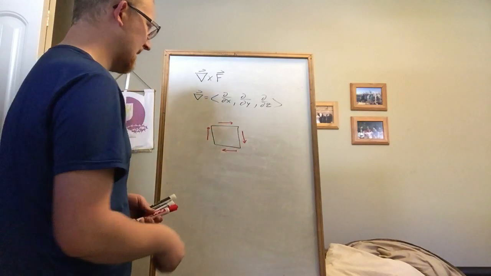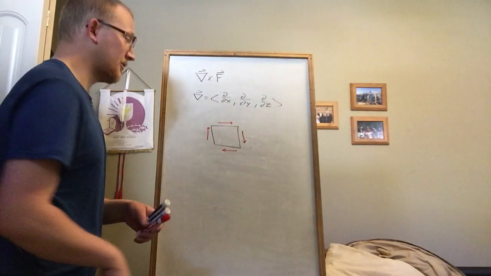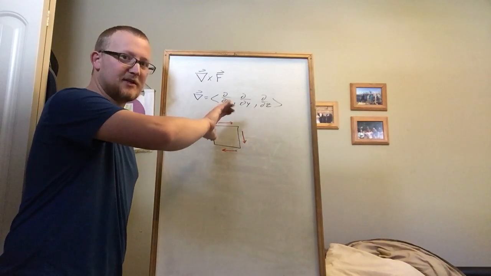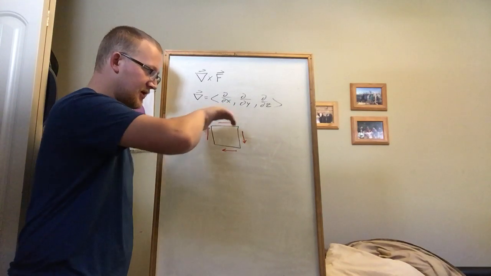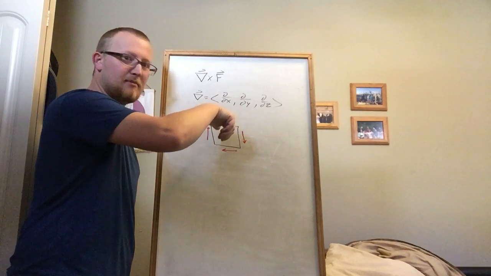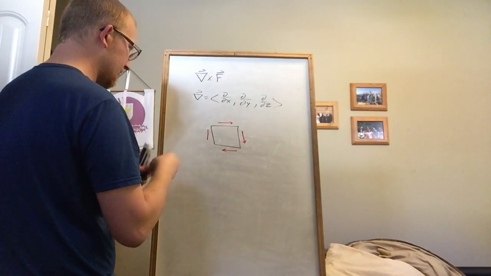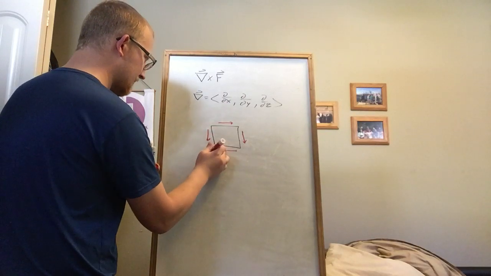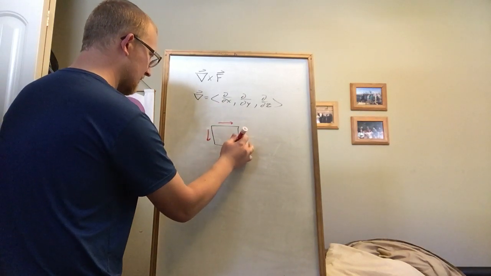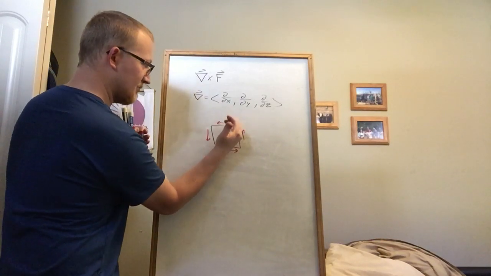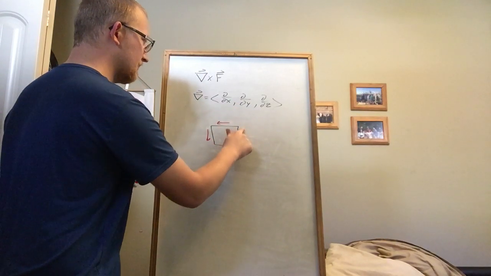Here, this would be a negative curl. The reason why is because if you use the right hand rule, you curl your fingers in the direction of the motion of the field, and your thumb points into the board, so that would be negative curl. If we drew the arrows the other way, likewise, that would be positive curl. So this is pointing out of the board, it's positive.